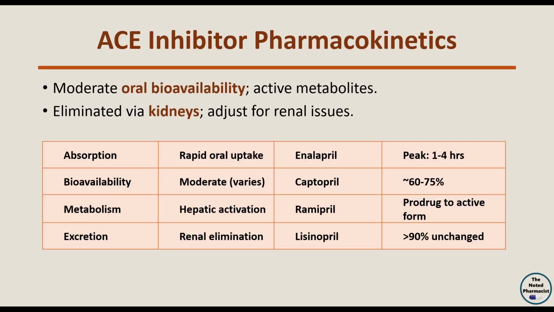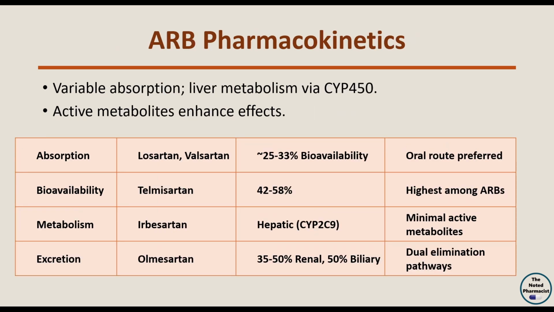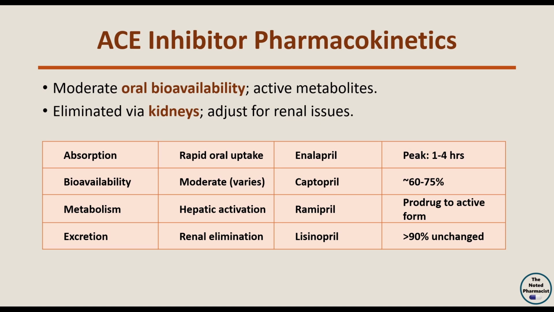Pharmacokinetics. We will examine the pharmacokinetic profiles of each antihypertensive drug class in detail. ACE inhibitors like enalapril exhibit moderate oral bioavailability and undergo hepatic conversion to active metabolites. They are primarily eliminated by the kidneys, necessitating dose adjustments in renal impairment.